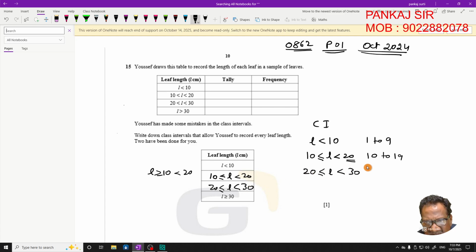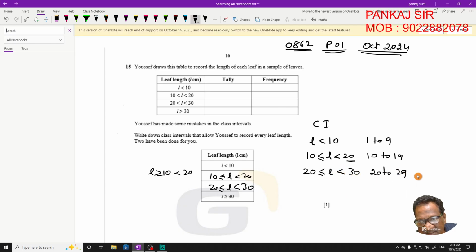Now what is the meaning of this? All the numbers from 20 including 20, because this is L greater than or equal to 20. So if it is 20 also, it will be included in this class interval. So L will be 20 and up to 29. 30 is not included, since it is less than 30, so only up to 29.